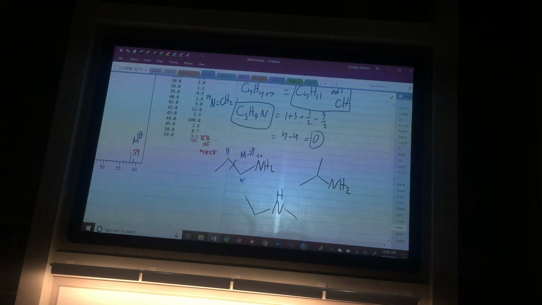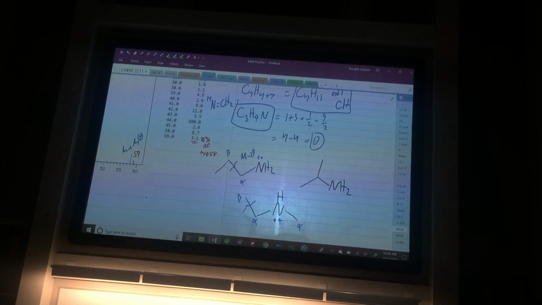That would give us an M-29. This would give us an M-15. There is no beta side. Well, there is a hydrogen. That's why we get this M-1 right here. Or could get M-1. Okay? But look at the hydrogen. It's a secondary amine, not a primary amine.